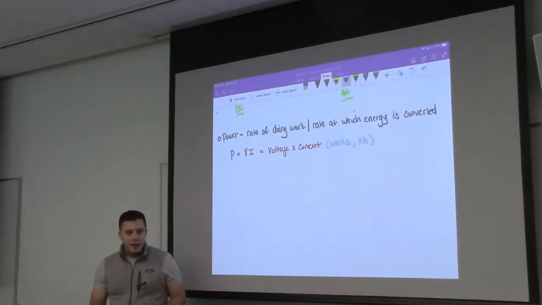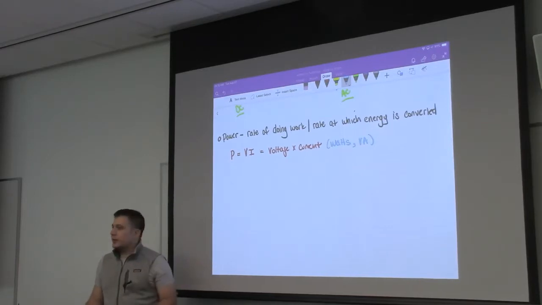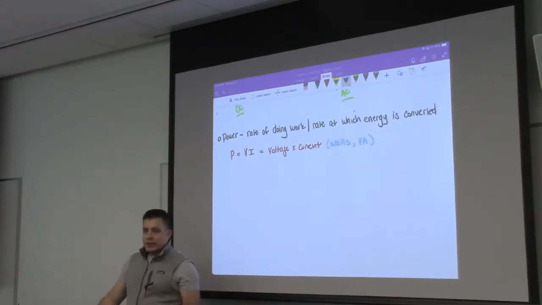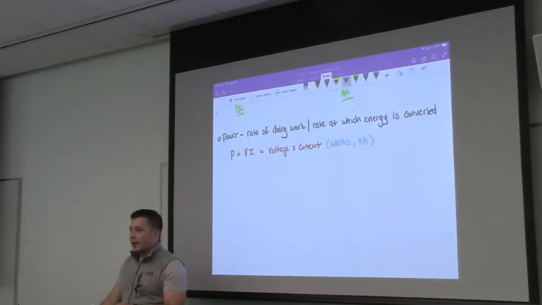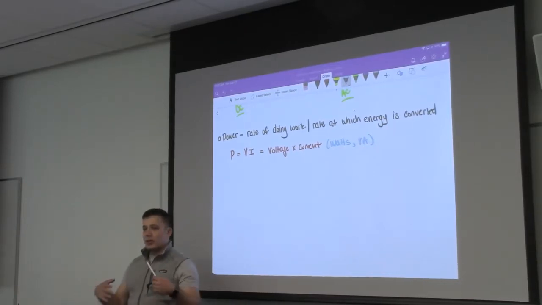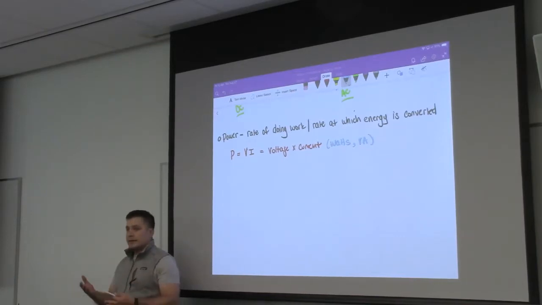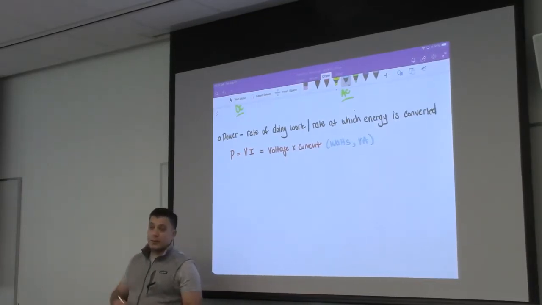What's an example of power being consumed by an electrical device? Let's say you have an electric heater. The electric heater will have a voltage across it. Let's say it's 100 volts. It'll draw some current. Let's say that's 1 amp. So 100 volts times 1 amp means we're drawing 100 watts. That 100 watts of energy is being converted from an electrical form into heat, and it's emitting that heat.